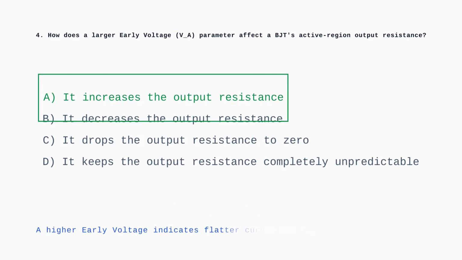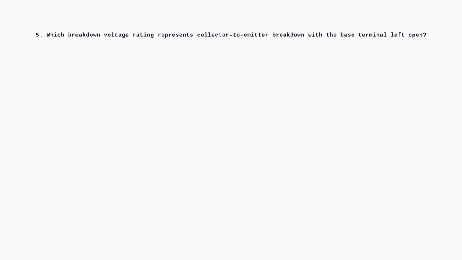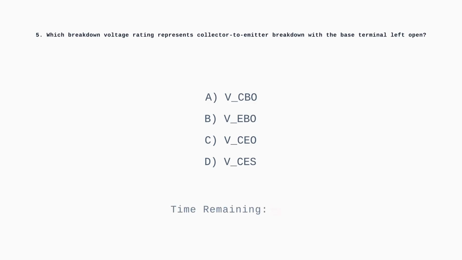Question 4. How does a larger early voltage parameter affect a BJT's active region output resistance? A larger early voltage value indicates less base width modulation, resulting in a flatter output current curve and higher output resistance.